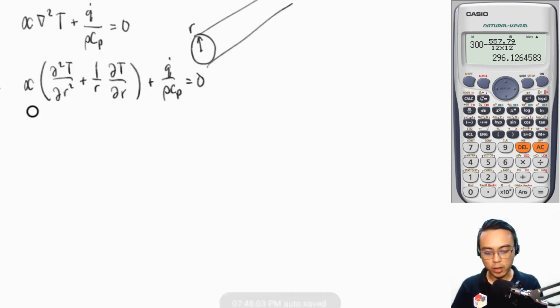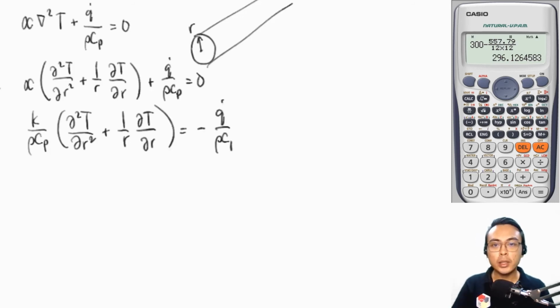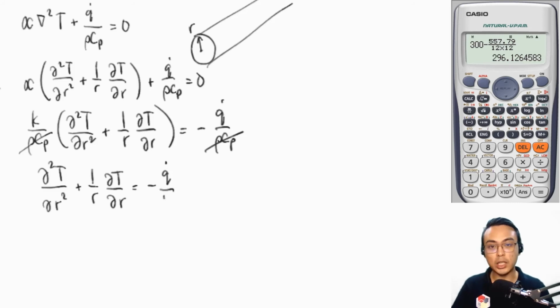Okay? Don't forget that alpha is always k over rho Cp. And then let me transfer the other term to the other side of the equation. Negative q over rho Cp. It is apparent at this point that rho and Cp will cancel, and we will be left with the equation, the second derivative of temperature with respect to radial position r, plus 1 over r times partial of T with respect to r is equal to negative heat generation Q over thermal conductivity K. This is now our working equation.